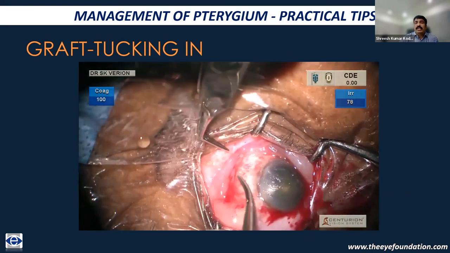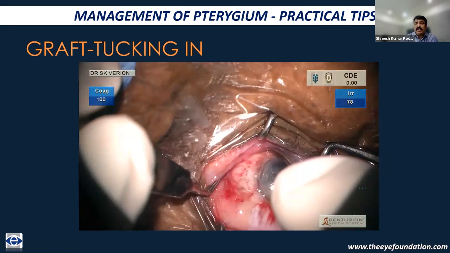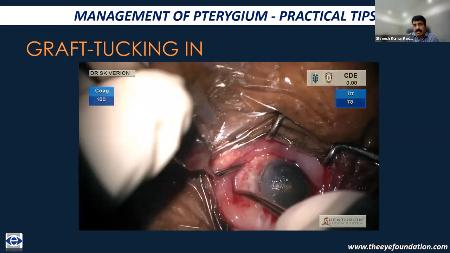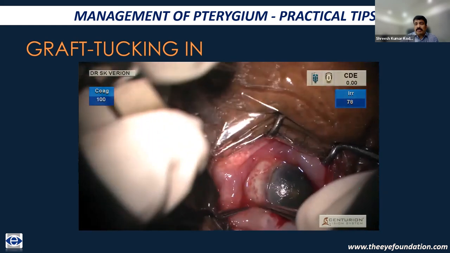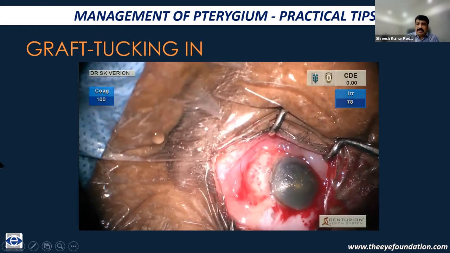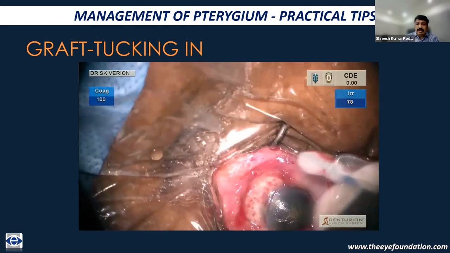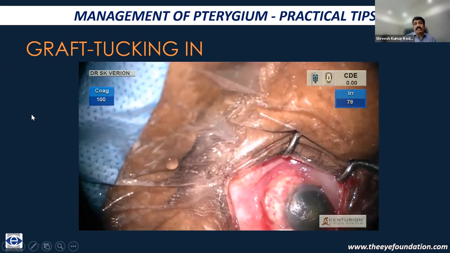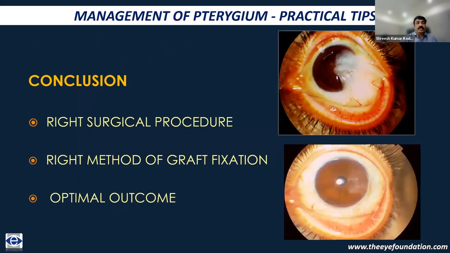You can slightly oversize the graft by around 0.1 to 0.2 millimeters and tuck it under the cut conjunctival margin. And again, wait for some time. Either you use glue or you can use autologous blood. With the movement of the eye, the graft is stable. Overnight patching is important in these cases. Definitely 6 hours of patching has to be done in these cases.